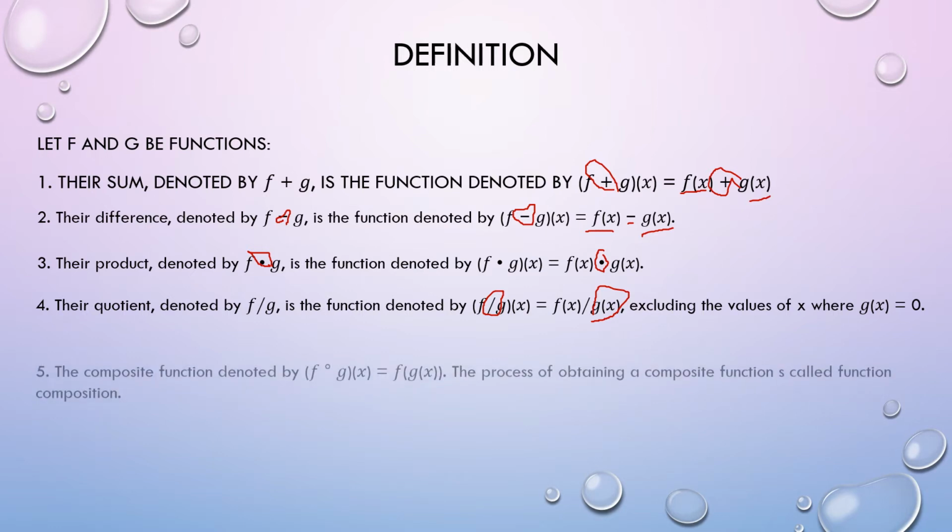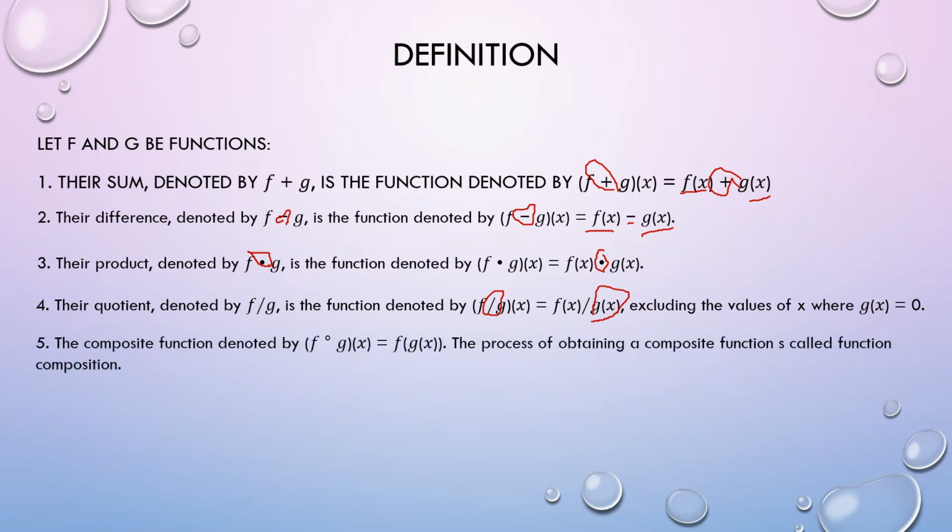Okay, so we have another one. The composite function denoted by, I think this is new to you, this open circle. That means it is all about composite function. f composed of g at x is equal to f at g of x. The process of combining a composite function is called function composition. So, okay, do you have any question on this?